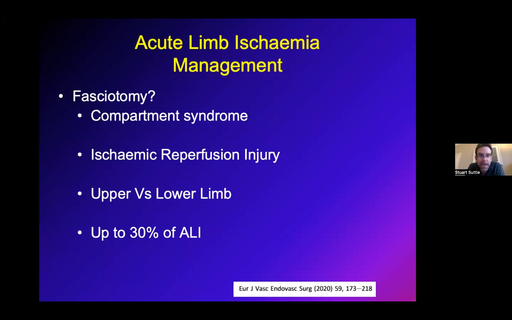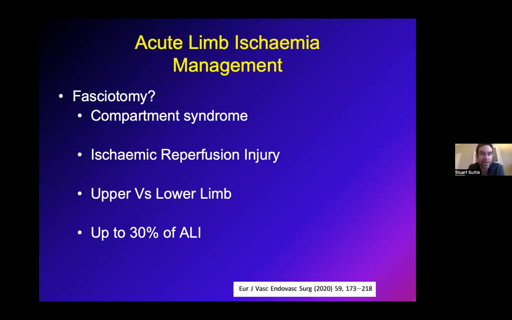Then it comes down, once you've cleared the clot, the big thing on all of our minds is, should we perform fasciotomies? Why do we consider fasciotomies? Well, it's a development of compartment syndrome. You get ischemic reperfusion, the muscles will swell, the muscles are confined in their compartment, which will not expand, and you get marked compression of the capillaries, arterioles, veins, and you can get ongoing ischemia.